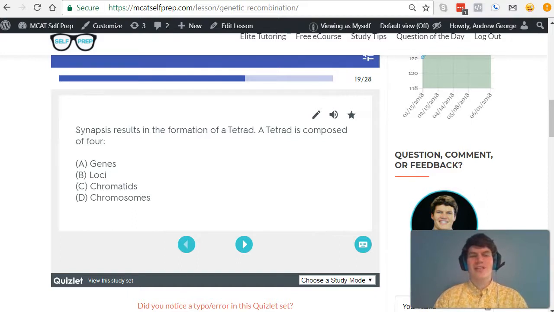Synapsis results in the formation of a tetrad. A tetrad is composed of four chromatids. Remember, it's composed of two homologous chromosomes, and each chromosome has two chromatids. So 2 plus 2 equals 4. Therefore, the answer here is answer choice C.